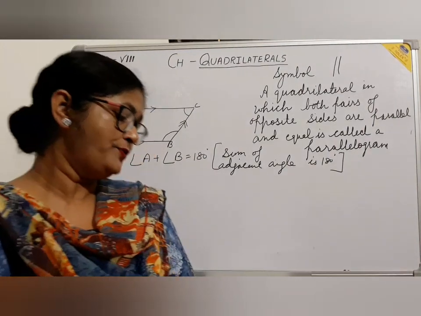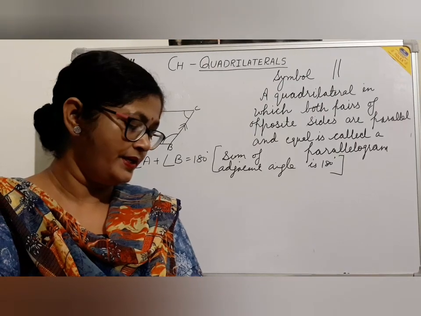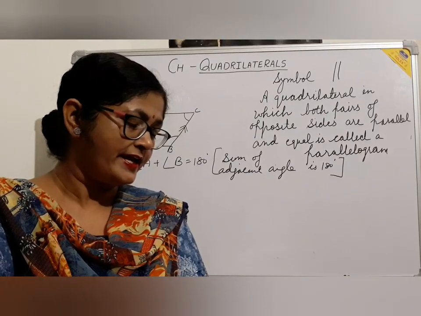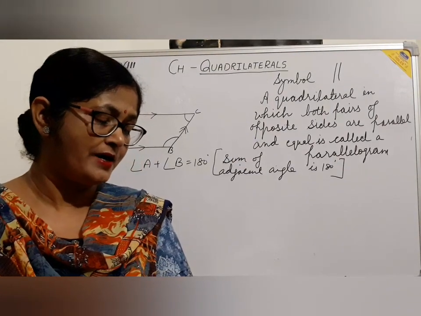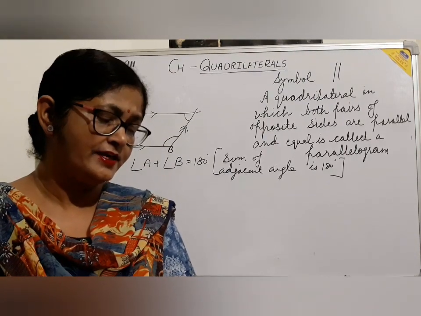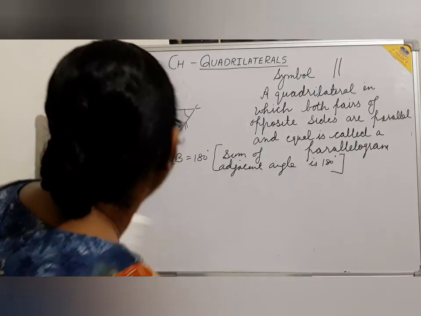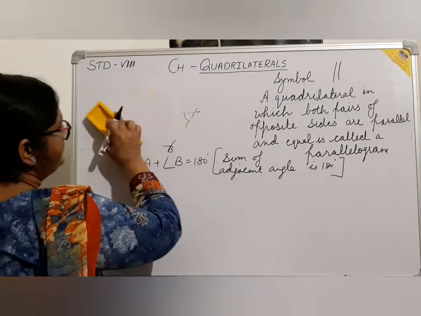Now we are going to solve exercise 16.2. The first sum: two adjacent angles of a parallelogram are equal. Find the measure of all the angles. What is the name of this parallelogram? Let's start.